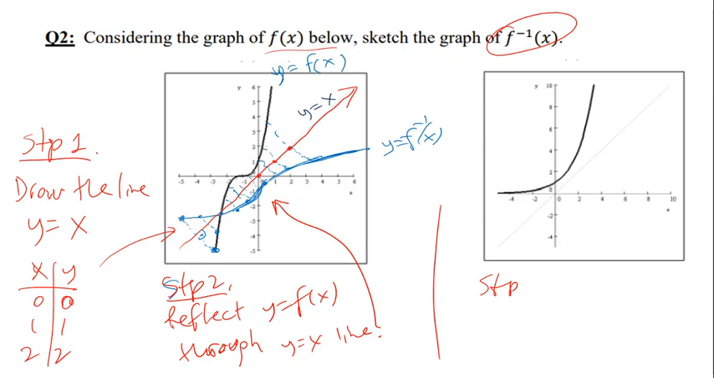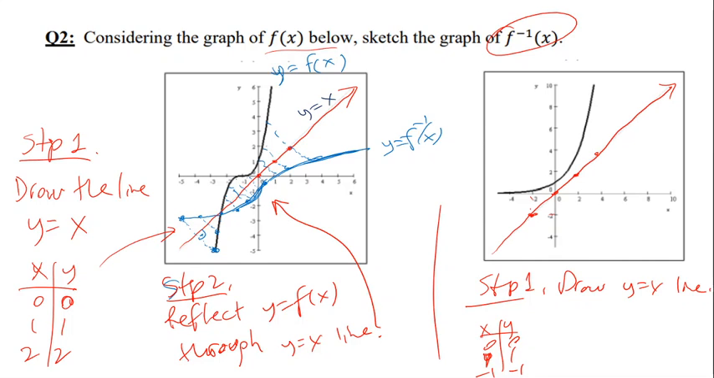Here, first step, draw the y equal to x line. Now you can make this x, y: 0, 0, 1, 1, and minus 1, minus 1 if you like, or minus 2, minus 2. And you can find 4, 4, 0, 0, 2, 2, whatever you like. Then you will have this line here. This is given here, but you will not be given it during the exam, so you have to draw it yourself. Now step 2, do the reflection.